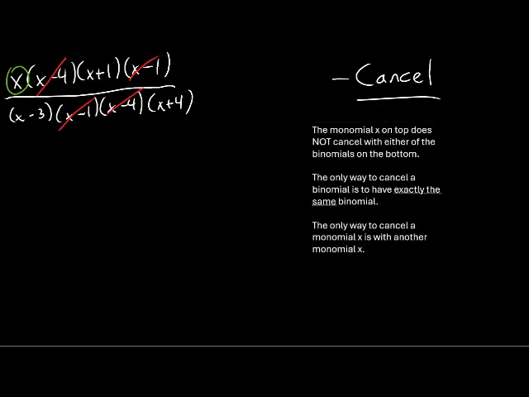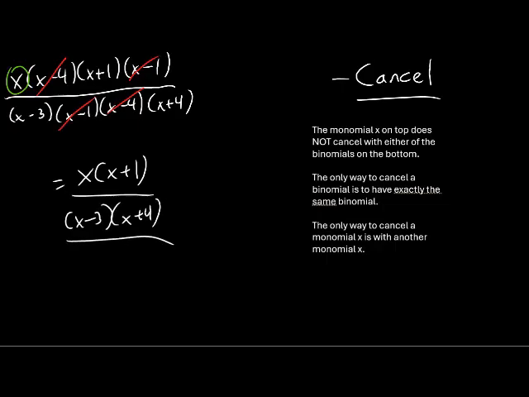Therefore, our simplified form of this fraction will be x times x plus 1 on top and x minus 3 times x plus 4 on the bottom. We can stop at this point because that monomial x will not cancel with anything, and we have no binomials left that can cancel.